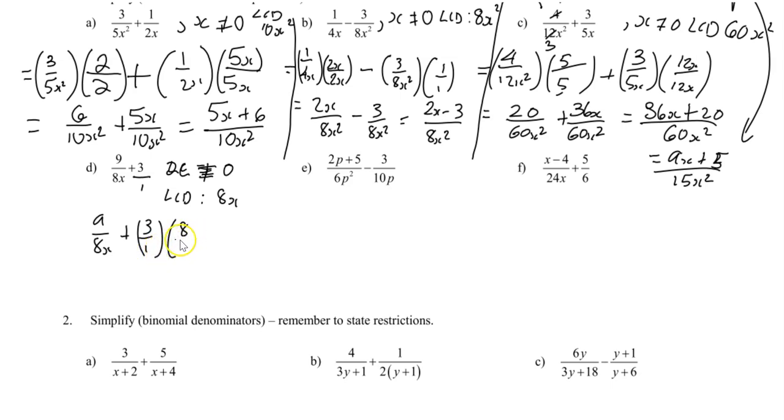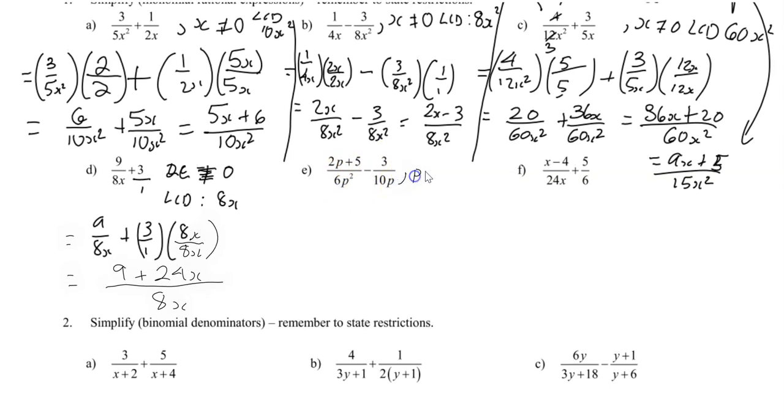Okay, so we want an 8x in the denominator. So we're going to put 8x over 8x here. So we know the denominator is going to be 8x, right? So what do we got here? We got 9 plus 24x. Okay, good enough. So you're going to look and see if there's any reducing, and there isn't. So we'll just go with p cannot be 0.